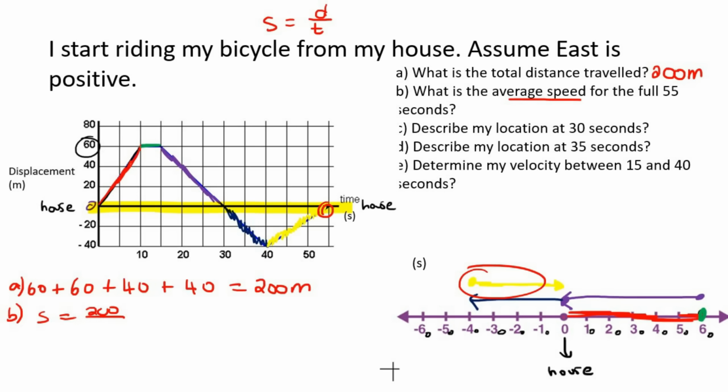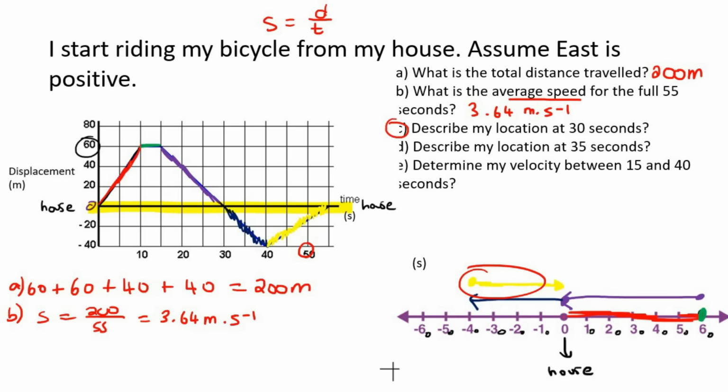You see, each of these blocks is 5 seconds. So if this is 50, then this is 55. So 55 seconds, if we calculate this to 2 decimal places, 3.64 meters per second. So 3.64 meters per second.